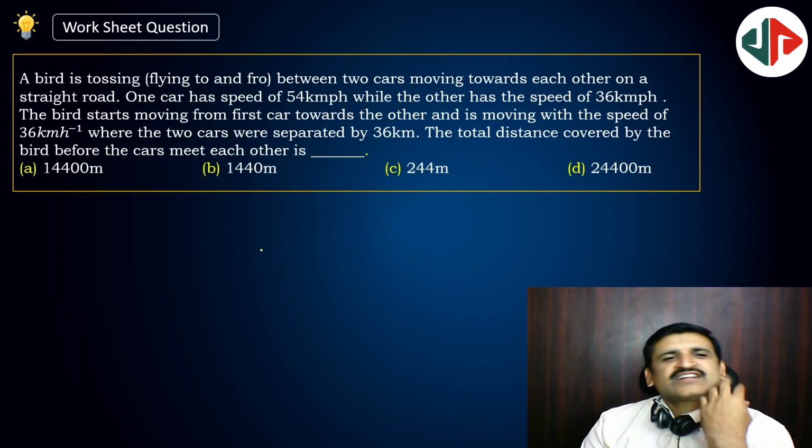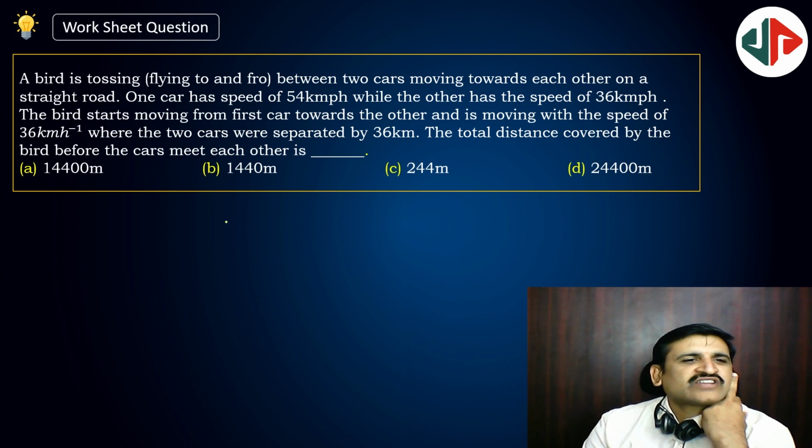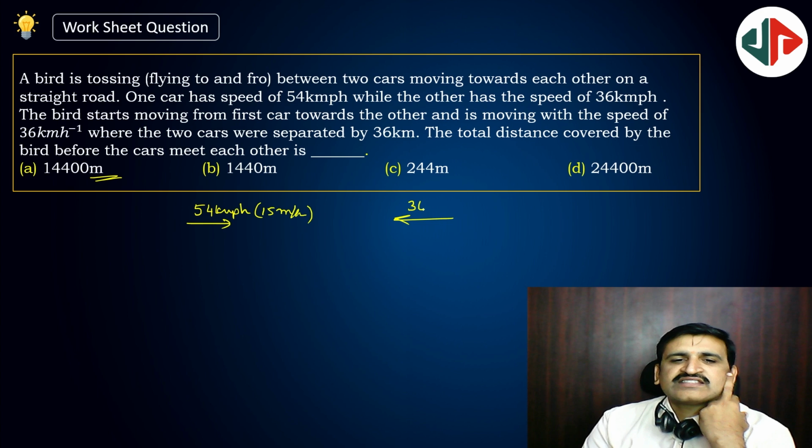So 7 meters. Next. A bird is tossing between two cars moving towards each other on a straight road. One car has a speed of 54 kmph. Usually the answer is also in meters, so I can convert it into 15 meters per second by multiplying with 5 by 18. And the other is 36 kmph. That is nothing but 10 meters per second.